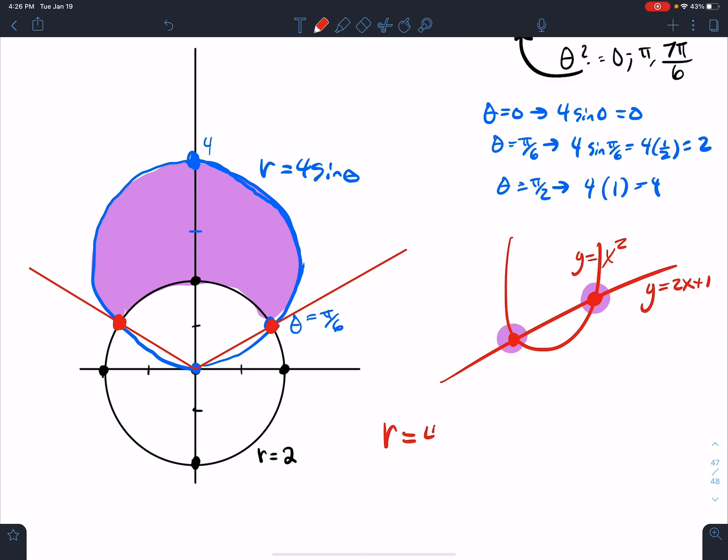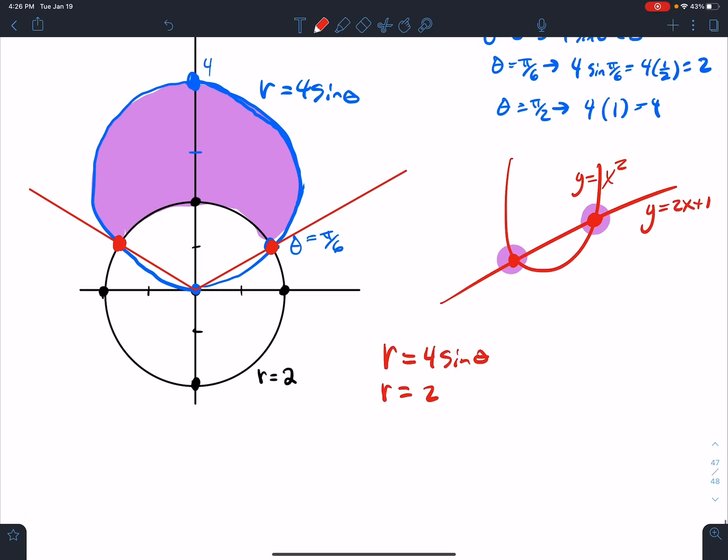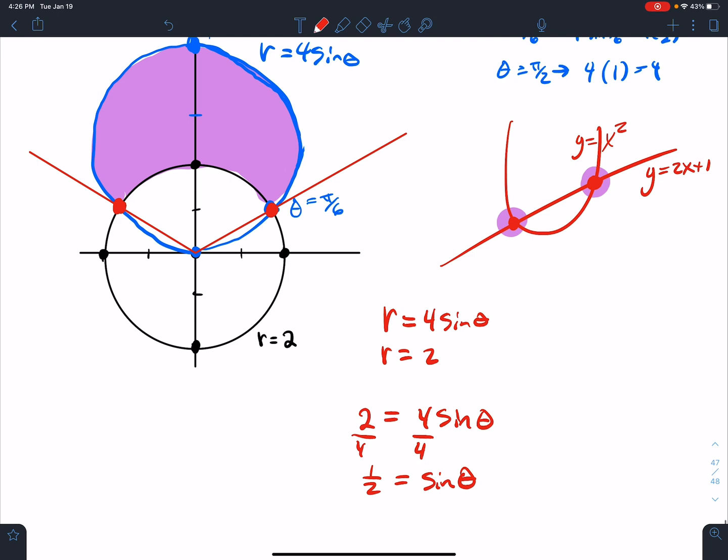I have r equals 4 sine theta, and I have r equals 2. So I'm going to say 2 equals 4 sine theta, divide by 4 on both sides. I get 1/2 equals the sine of theta. Well, what angle produces a sine of 1/2? Well, I know theta is pi over 6. Sine of pi over 6 gets you 1/2. That's one of them. The other one is, if I use reference angles, I know that this goes all the way over as pi. But if I go up a pi over 6, because those are symmetric, all I have to do is pi minus pi over 6, and I get 5 pi over 6. So 5 pi over 6 is the other angle. So theta equals 5 pi over 6.